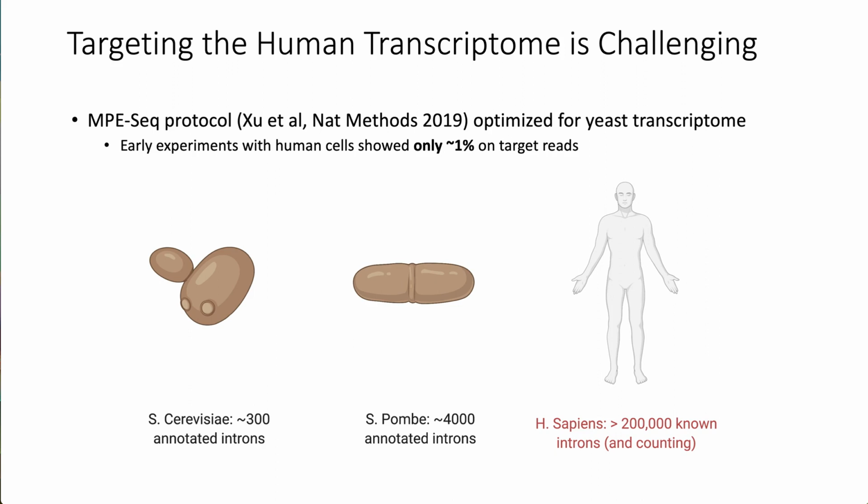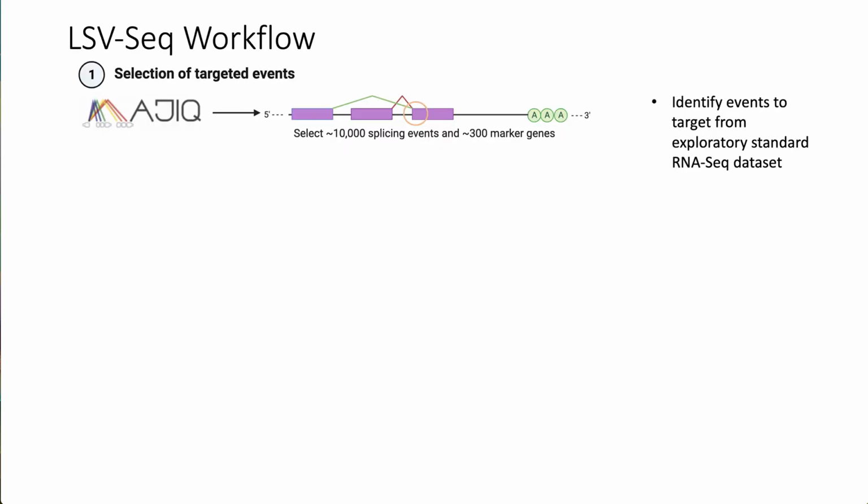So to successfully target splicing in the human transcriptome, we needed to devise a much more stringent procedure which can overcome the significantly lower signal-to-noise ratio for each target. To address this, we came up with a new workflow for LSV-Seq optimized for human cells. First, we select thousands of events of interest from a more shallow exploratory dataset generated using standard RNA sequencing.